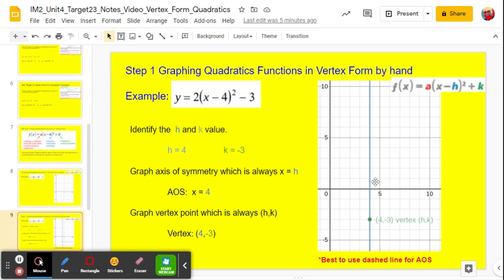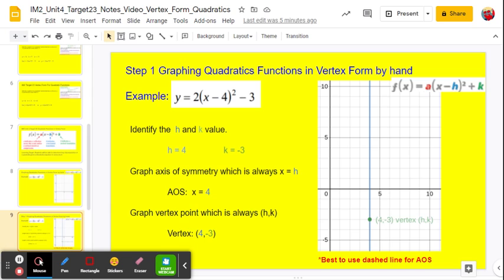We can go ahead and put in the axis of symmetry, which is x equals 4. So that's that blue line there, it is just the line of symmetry. It's not part of the parabola. And then the vertex itself, the point that is on that line of symmetry, is this green point (4, -3). And that is simply (h, k). That is the vertex every time.